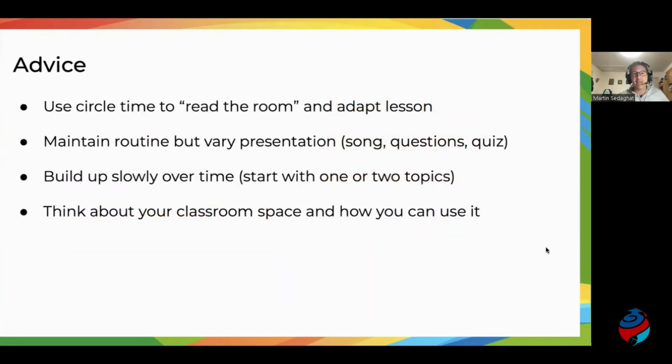Okay. And some advice before we finish. I think circle time is a really, really good opportunity to read the room. What I mean by that is some of the students get there before I come to school. I get to my school at 8:30. Some students arrive at 7:30 or 8 o'clock. So I don't always know what's going on in the school. I can hear them playing. I'll go say good morning. But until I go into that classroom, I don't really know what the atmosphere is like.